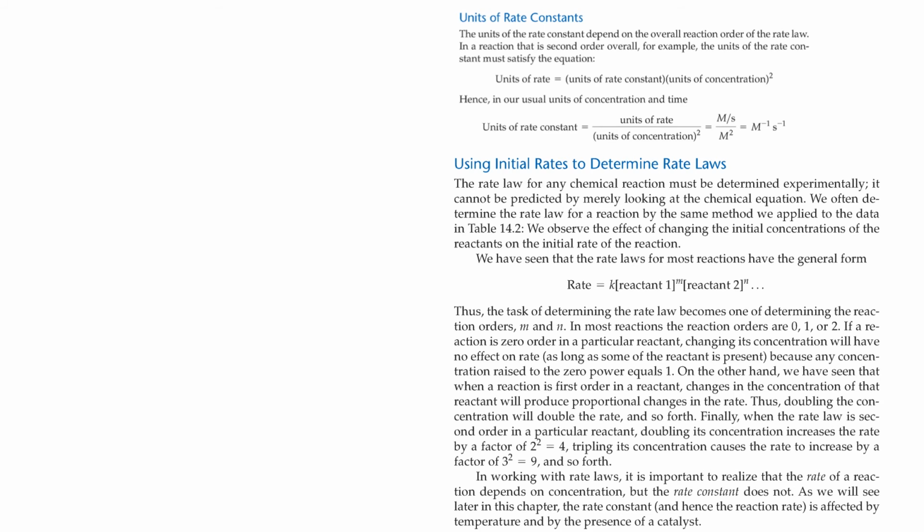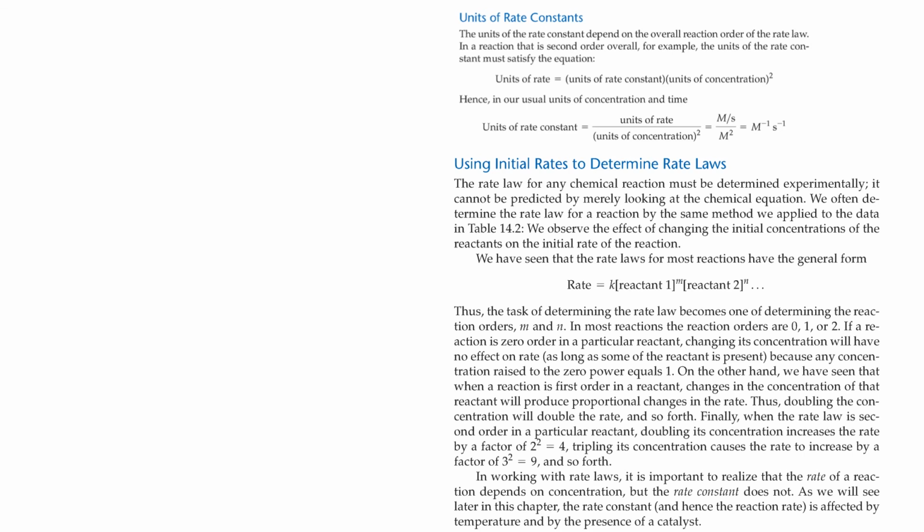We have seen that the rate law for most reactions has the general form: rate equals k times reactant 1 to the m, reactant 2 to the n, and so forth. Thus, the task of determining the rate law becomes one of determining the reaction orders m and n. In most reactions, the reaction orders are 0, 1, or 2. If a reaction is 0 order in a particular reactant, changing the concentration will have no effect on rate, as long as some of the reactant is present, because any concentration raised to the 0 power equals 1.